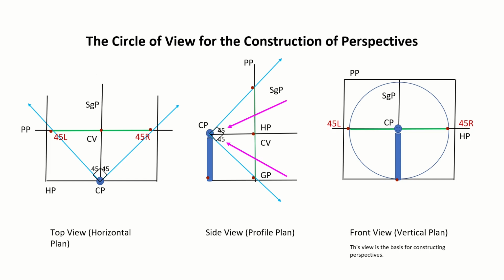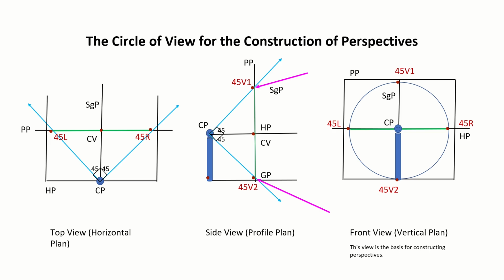The same logic applies to the side view. The angle between opposite projection rays and the horizontal plane is 45 degrees. So the projection rays intersect the picture plane at 45 degrees. Thus, we label the points of intersection 45 vertical 1 and 45 vertical 2.